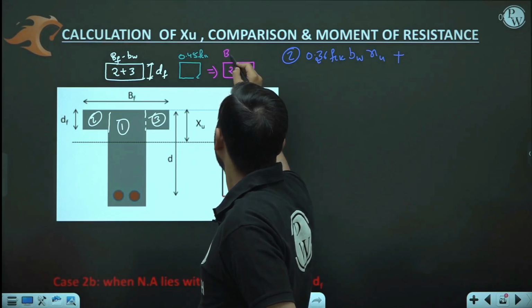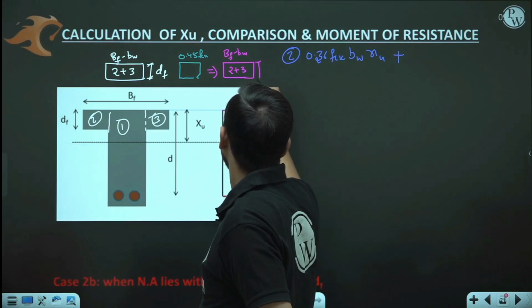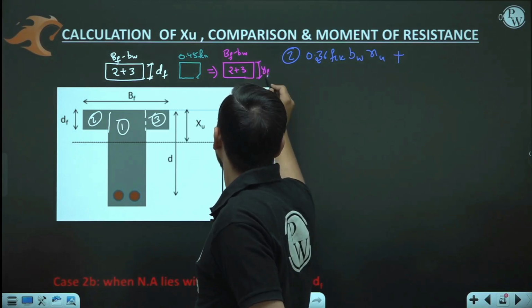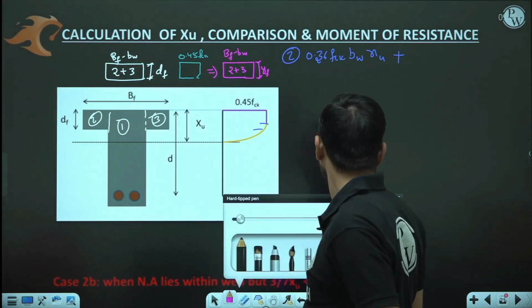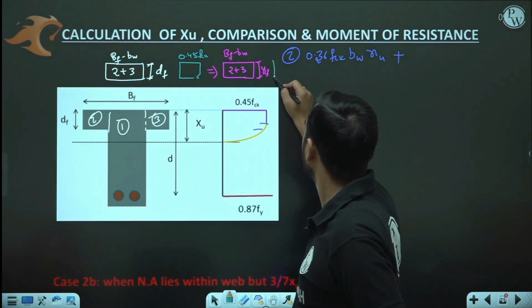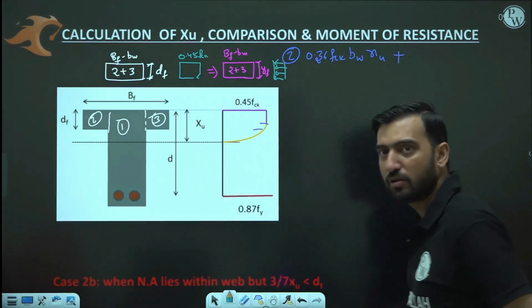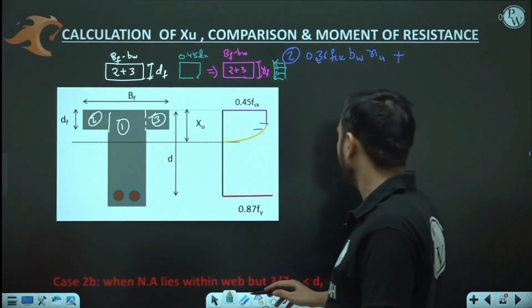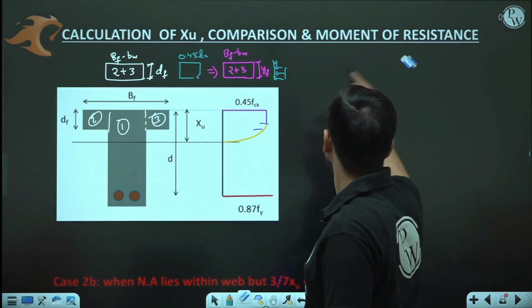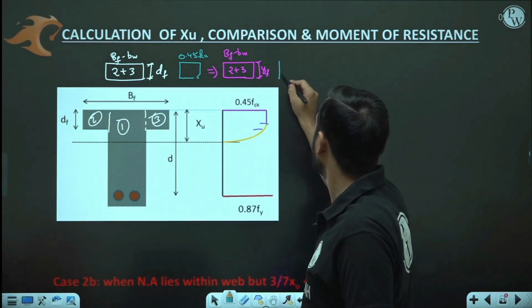It is BF minus BW. It is YF. And over this YF, the stress is continuously constant here. Now the stress is continuously constant. Okay, this is the constant stress. Getting it or not? And this constant stress is equal to 0.45 FCK. So this is the constant stress.